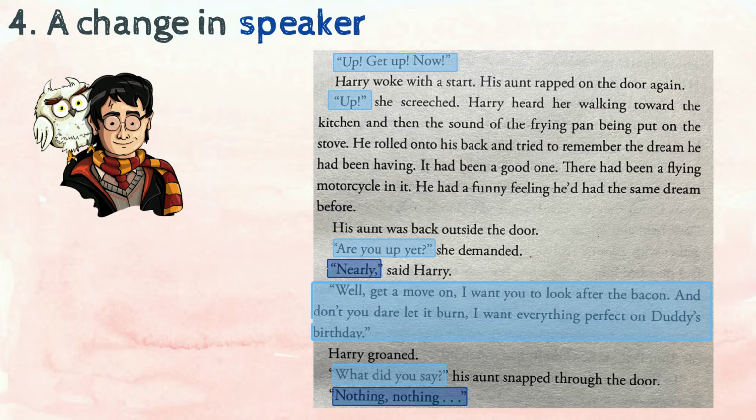His aunt was back outside the door. Are you up yet? she demanded. Nearly, said Harry. Well, get a move on. I want you to look after the bacon. And don't you dare let it burn. I want everything perfect on Duddy's birthday. Harry groaned. What did you say? His aunt snapped through the door. Nothing, nothing.